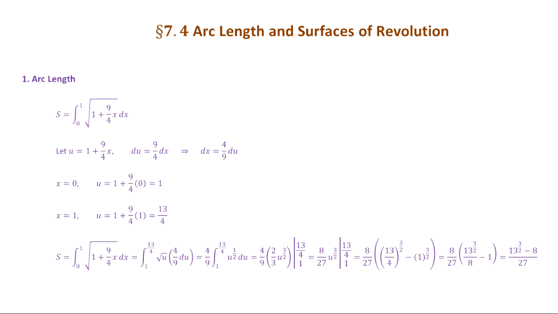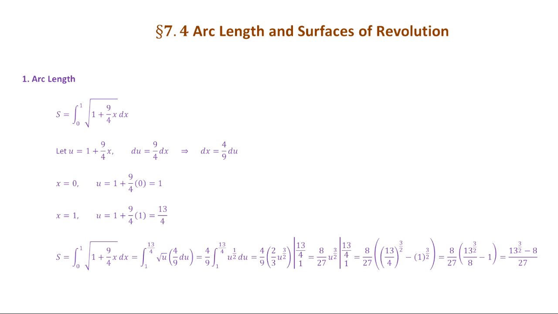So when x equal to 0, you plug in 0 for x in the u. You get 1 plus 9/4 times 0. So you get 1. When x equal to 1, you get u equals 1 plus 9/4 times 1. You get 13/4 if you do the fraction addition. So now we can carry out the integral real quick.